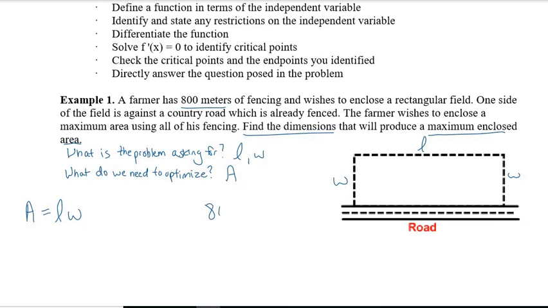It makes sense that we're going to use all of it, because if we don't use all 800 meters, we're going to have a smaller fence anyways. So we have to use all of it. So 800 is going to be equal to L plus 2W.